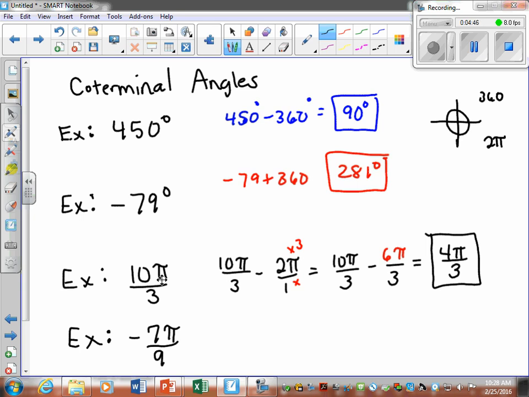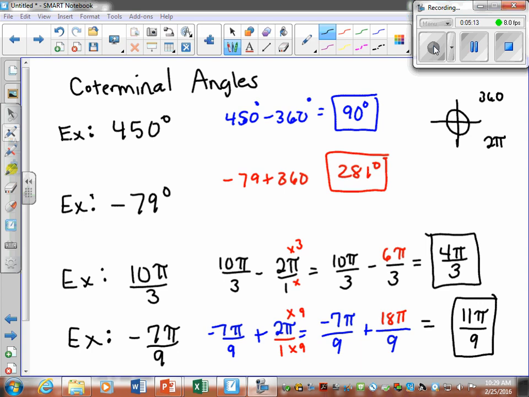And likewise with our negative, instead of subtracting 2 pi, we're going to do what? Add 2 pi, just like we did for the negative angle up here. So we're going to say negative 7 pi over 9 plus 2 pi. Now I'm going to pause it, get a common denominator, and simplify my answer. Okay, so if we just took one revolution out, these two are coterminal as well. So that's just a little mini lesson on coterminal. And now we're going to move towards working with our unit circle.